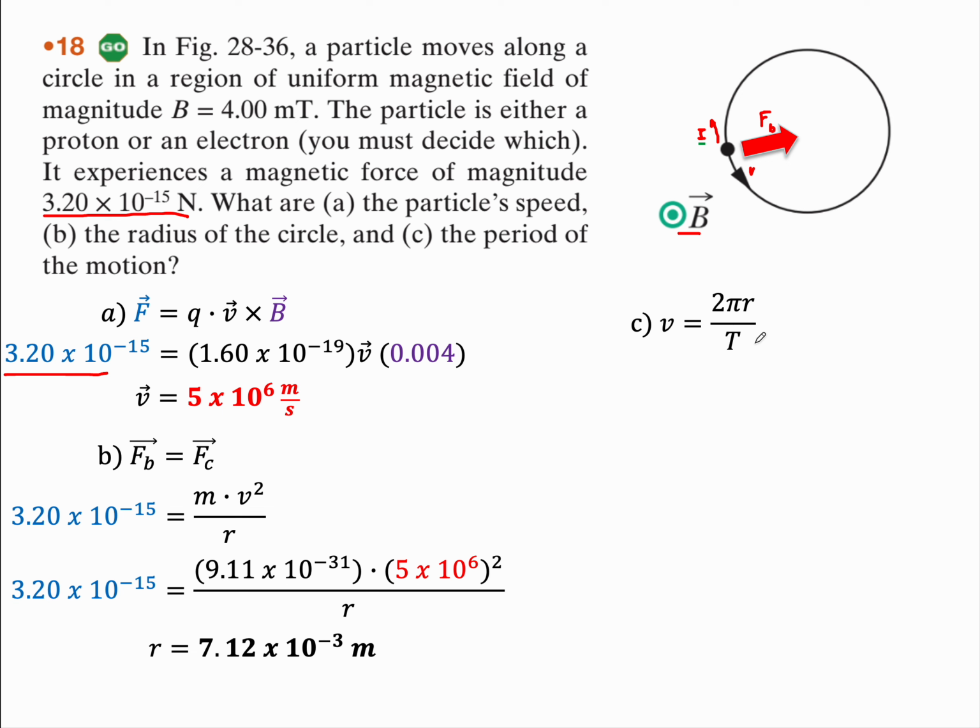Well, that's the period. Plugging in our numbers, we know the velocity is 5 times 10 to the 6th. We know the radius is 1.12 times 10 to the minus 3rd from the previous answer. And with that, we can find the period. The period is about 9 times 10 to the minus 9th seconds. Crazy short, which gives us a frequency, the reciprocal of that, of close to 10 to the 9th, or a gigahertz.